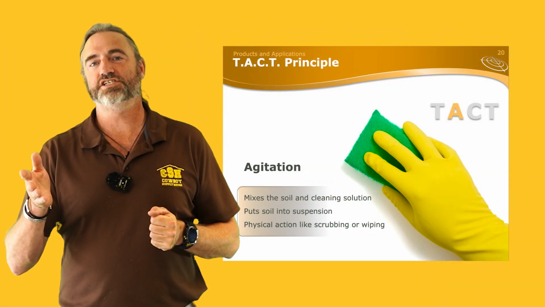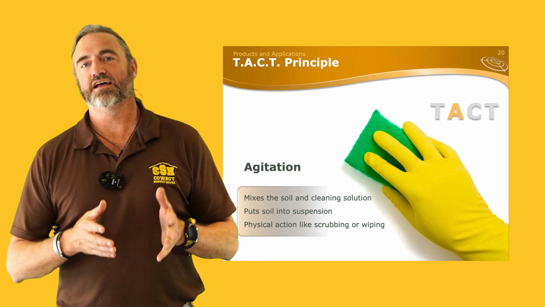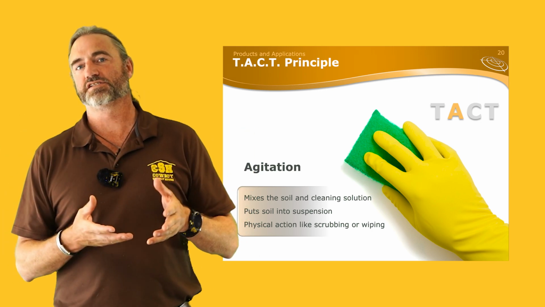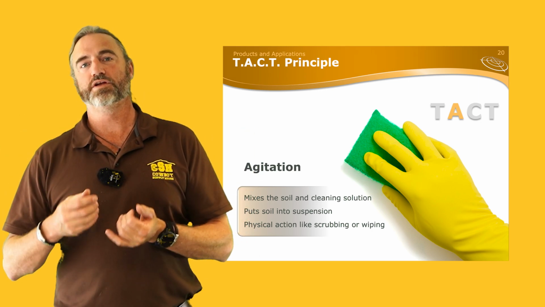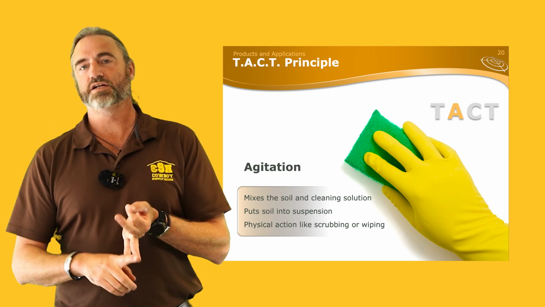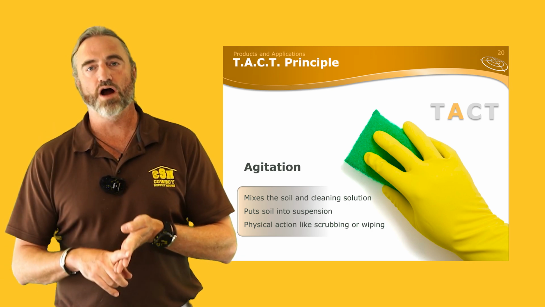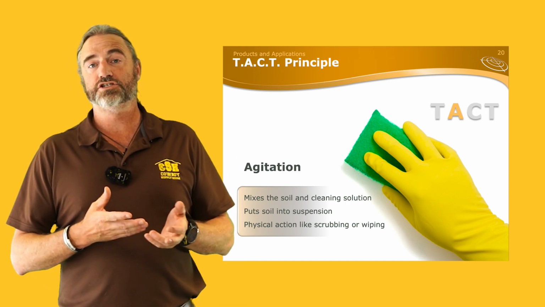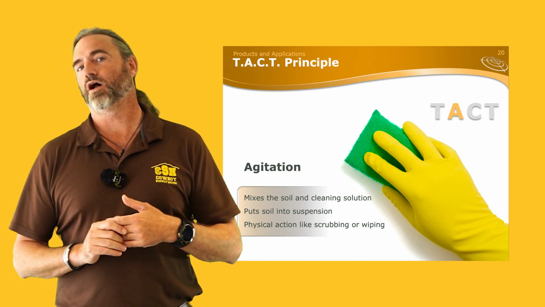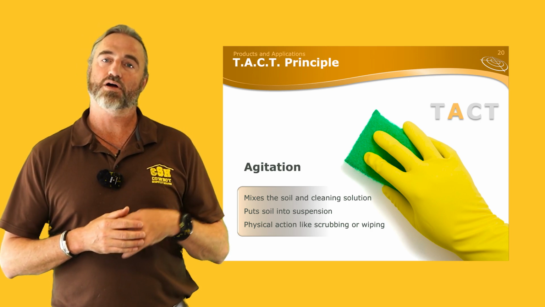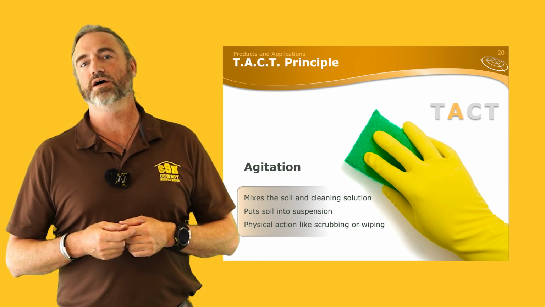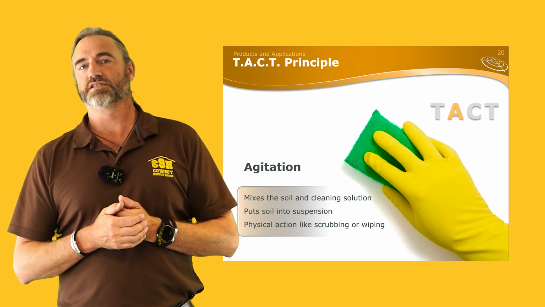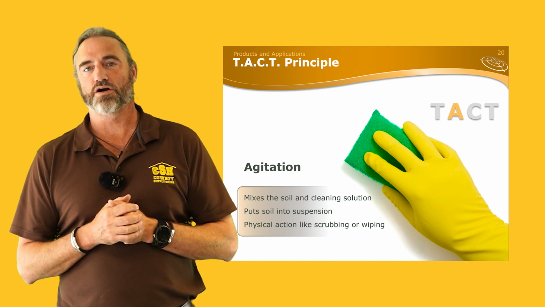A is for agitation. How do we agitate the soil and suspend it into the solution to get it to work? We use scrubbers, sponges, microfiber, brushes, all sorts of different types of tools to help agitate. Sure, you can scrape off hard water with a putty knife, or you could use the proper chemical, give it the right dwell time with the right scrubbing sponge, and your hard water will come right off.